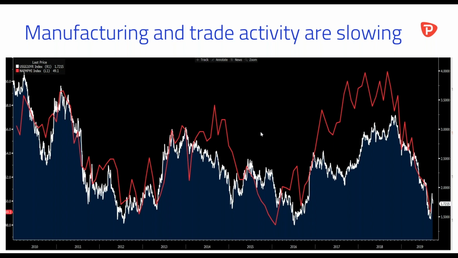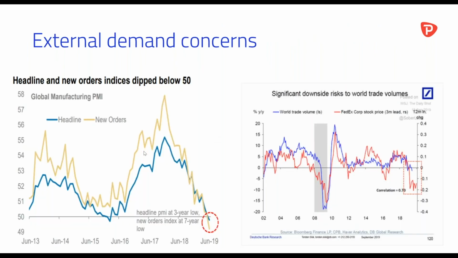So manufacturing has been weak. We can also have a look within that subcomponent and see that new orders have been coming off a 3-year low, or the headline number a 3-year low. New orders have been at 7-year lows. So the subcomponents have given us some cause for concern. Have a look at the chart from Deutsche on the right-hand side. We're looking at world trade volumes.